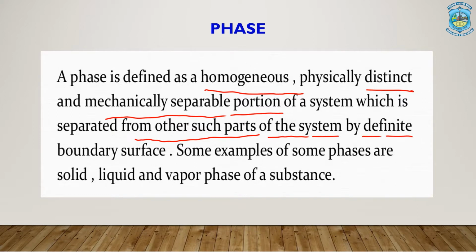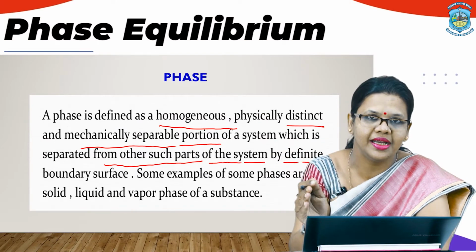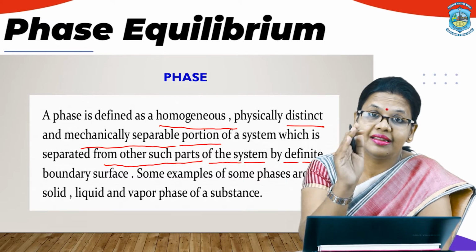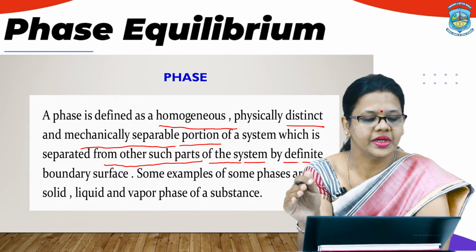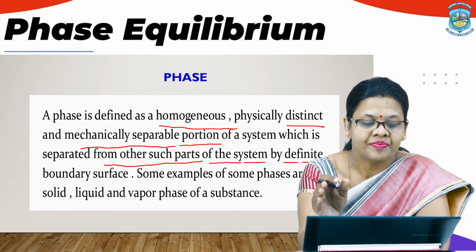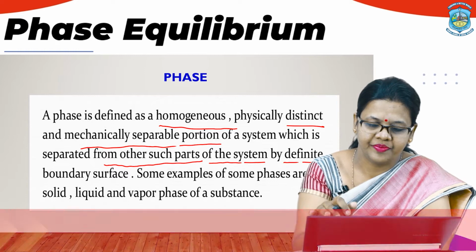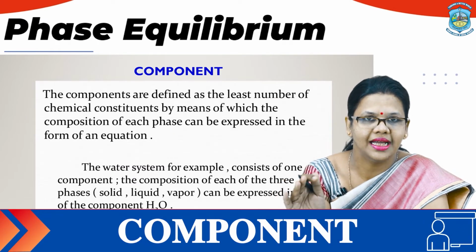For example, if you take a glass of water, and I put a piece of ice into it, we can separately see where is water and where is ice. So it has a separate distinct boundary. You know where the ice begins and where it is ending. So that means there are two different phases in this example. What we said, what is a phase? It is anything which is physically distinct and which can be mechanically separated from the system, and it has definite boundaries.